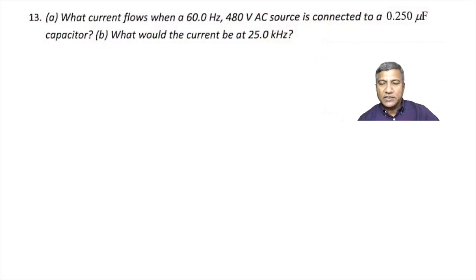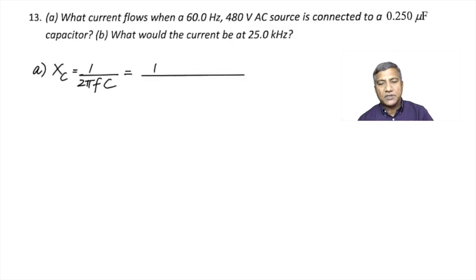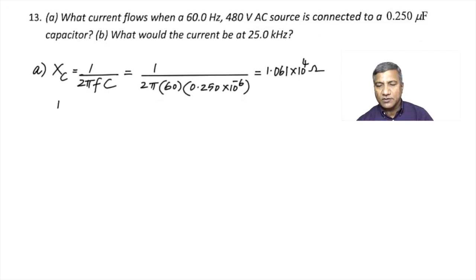Now in this question 13, what current flows when a 60 Hertz 480 volt AC source is connected to a 0.250 microfarad capacitor? So now we got to repeat the same problem as before, but this time it's a capacitor. So we got to find the capacitive reactance first, which is X sub C is equal to 1 by omega C. Remember, omega is 2 pi times F. So 1 by 2 pi FC. The frequency is 60 Hertz. Capacitance is given in micro, which means 10 to the negative 6. So when we do the calculations, we get 1.061 times 10 to the 4 ohms.